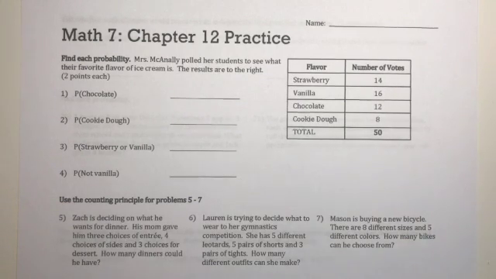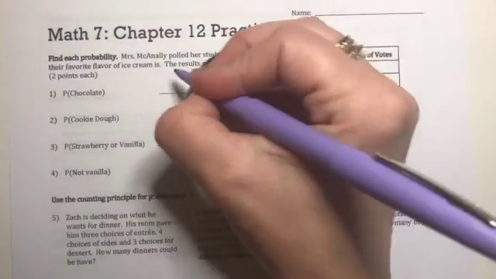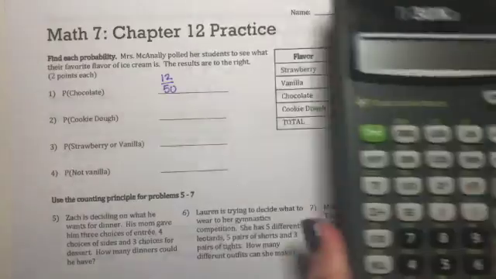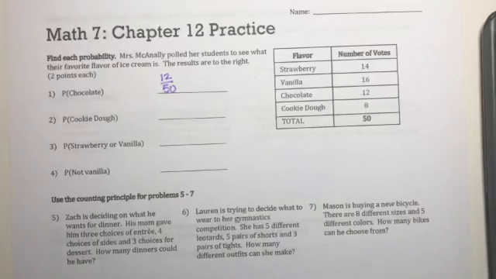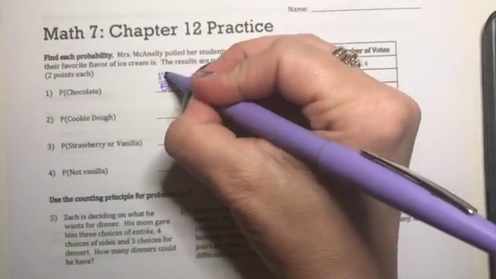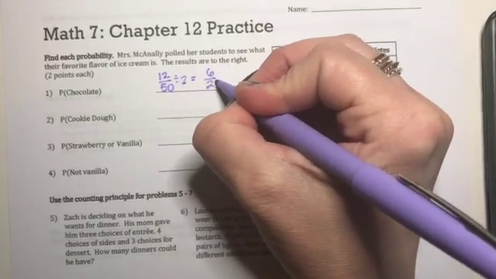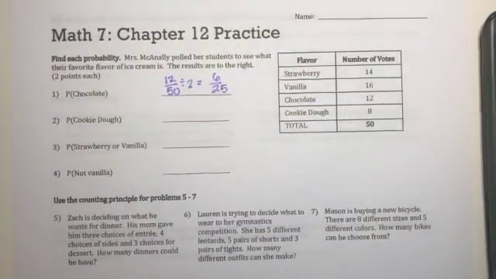Okay, let's look at this first section. It says, Mrs. McAnally polled her students to see what their favorite flavor of ice cream is. The results are to the right. So there were 50 people total. What is the probability that someone picked chocolate? Well, that would be 12 out of 50. Use your calculator if you need to. Don't try to do it all by mental math, but I can simplify this by dividing both by 2, and the simplest form would be 6 over 25, right? The probability that someone picked chocolate is 6 over 25.